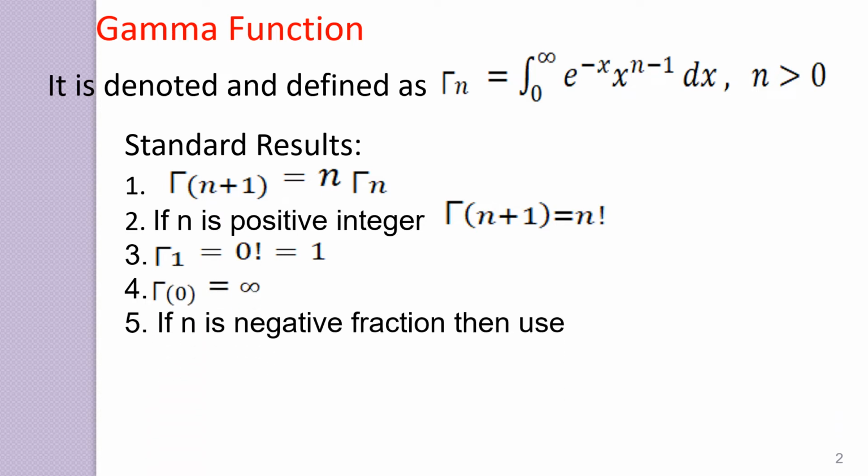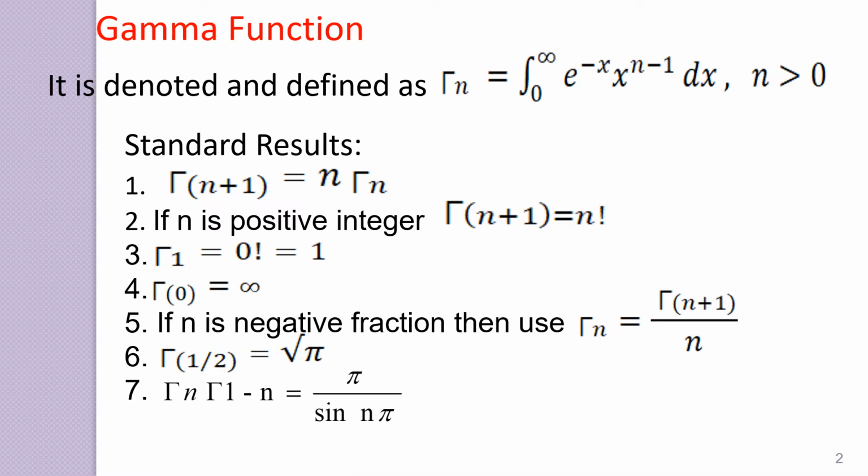Fifth, if n is a negative fraction, then to evaluate gamma n, we make use of the relation. We rewrite the relation as gamma n is equal to gamma n plus 1 upon n. Sixth, the value of gamma 1 by 2 is under root pi. The seventh, that is the last result which is to be remembered, is gamma n into gamma 1 minus n is equal to pi upon sin n pi. The proofs of all the above standard results can be discussed later on.